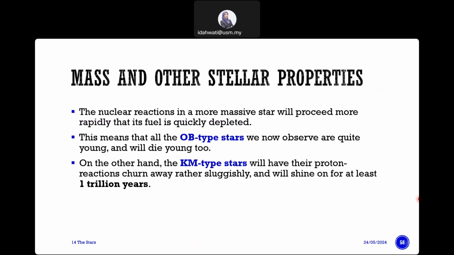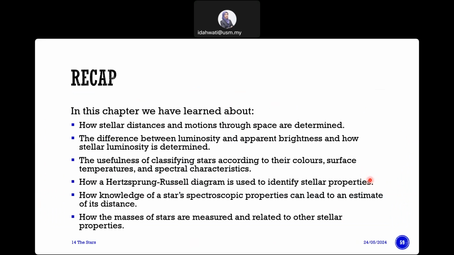So we have the OB type stars, which we now observe are quite young, and the KM type stars, which have their proton reaction and will shine on for at least 1 trillion years. So that's all for this topic of the stars. The main thing here is the HR diagram and the spectroscopic properties that we have just learned about, which lead to the estimation of the distance of a star. Okay, that's all. Thank you.